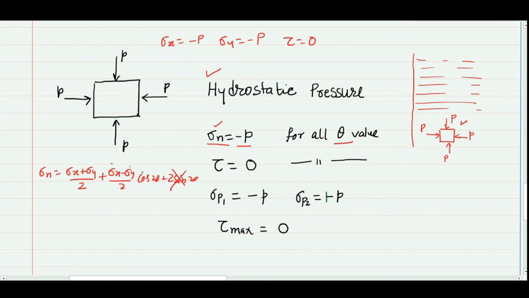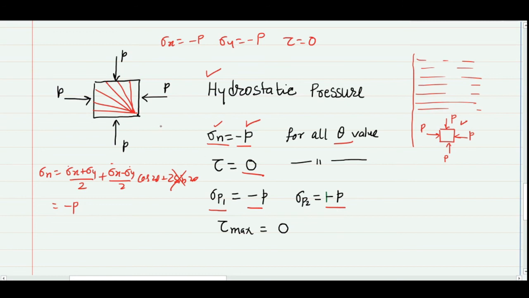So for all theta values, your normal stress will become minus p minus p by 2, so it will be minus p. That means for any oblique plane, your normal stress will always remain compressive and the magnitude will be minus p. When you calculate the shear stress, it will be 0. That means for all oblique planes, the shear stress will be 0. Similarly, when you calculate the principal stress, your principal stresses will also be minus p and minus p.